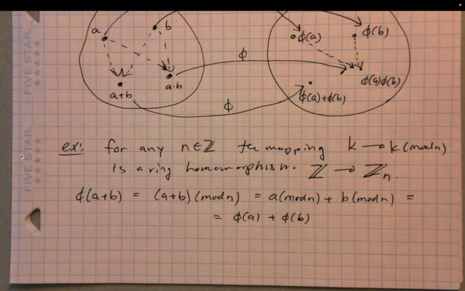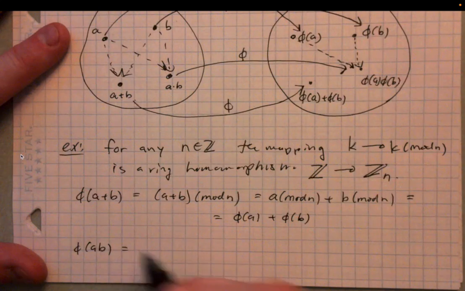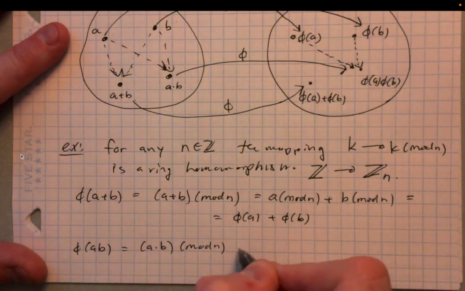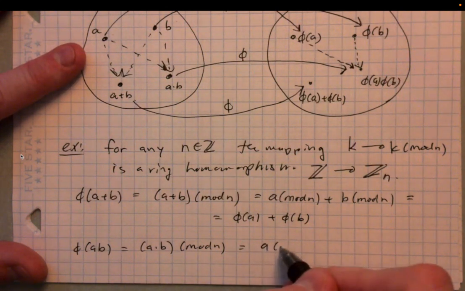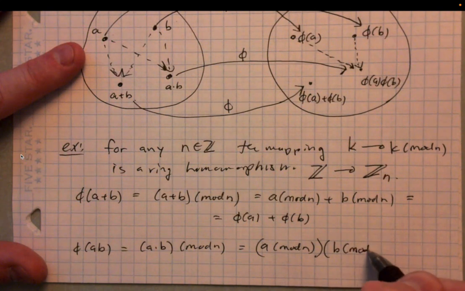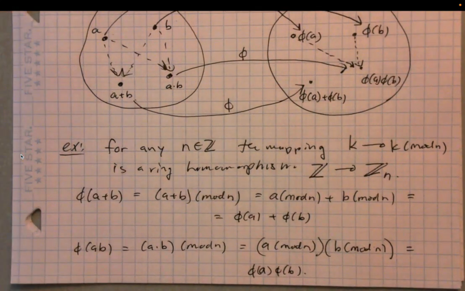Okay? So addition is preserved. And what about multiplication? Well, similarly, a times b mod n can be broken up into a mod n times b mod n. And that, of course, is just phi of a times phi of b, right? So this is a very nice simple one to start with. And so those are the conditions that need to hold in order for a mapping from a ring to be a homomorphism.